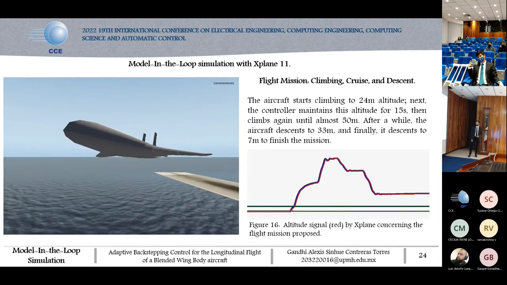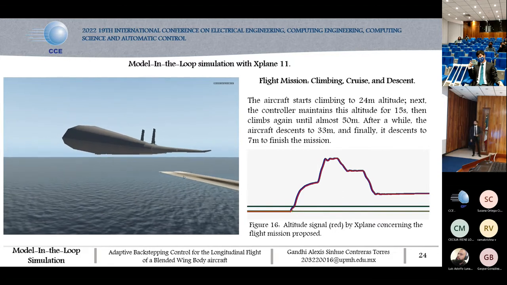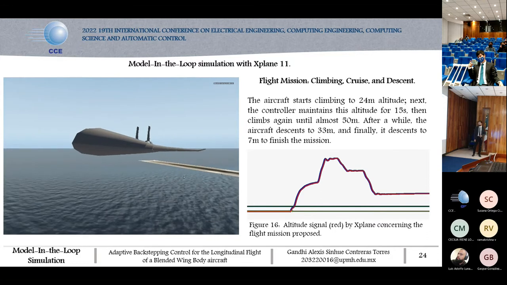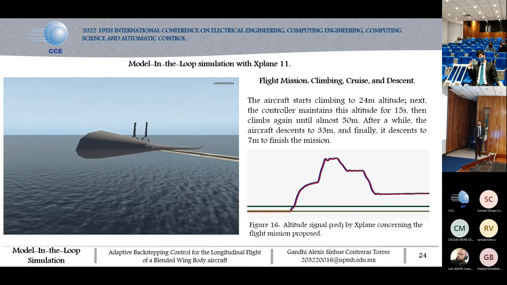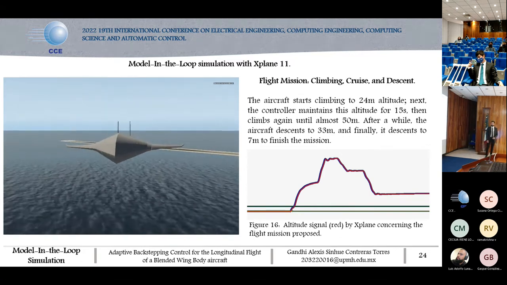Then we are going to reach the altitude of 50 meters to continue there for a while, then descend, and finally descend to a final altitude. As you can see in the video, our model is flying with really good performance.